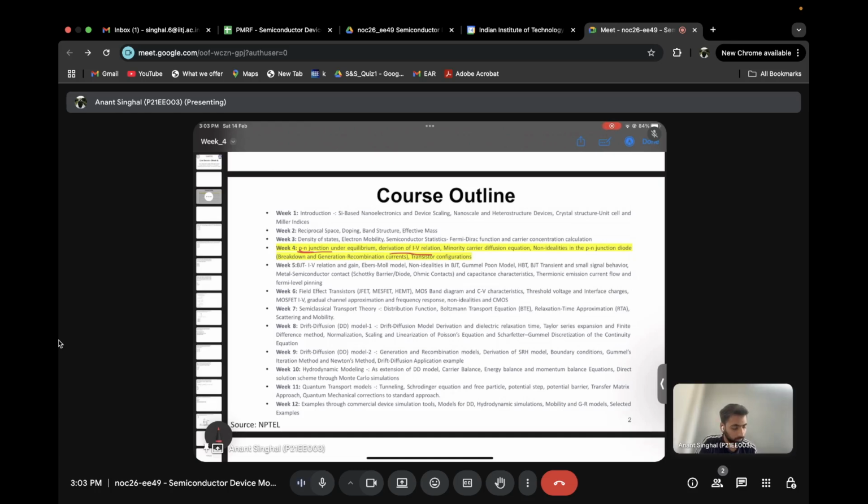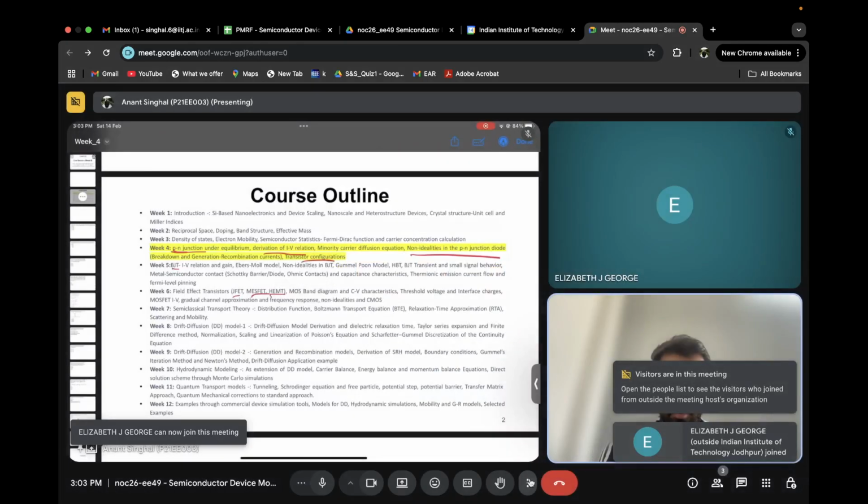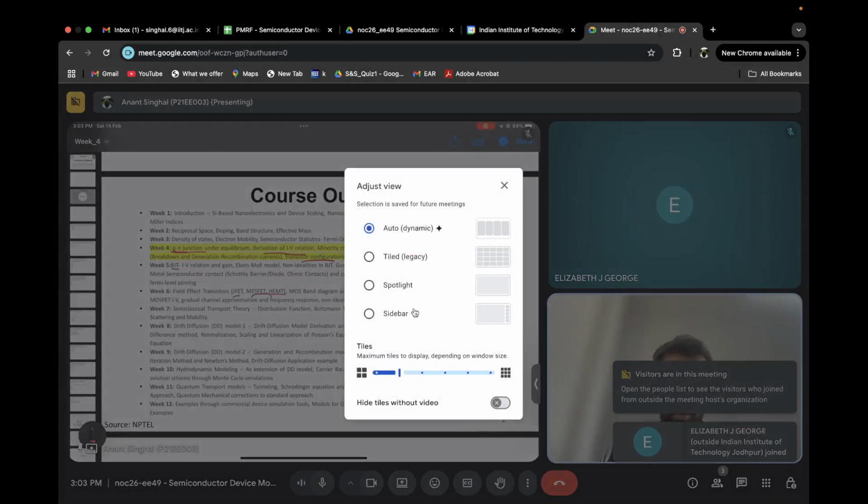Then we'll be studying some of the non-idealities in the PN junction, like the breakdown, the recombination current and the generation current, which is basically related to the reverse bias of the PN junction, and some of the transistor configurations that we have. A transistor is nothing but an active device. It could be a bipolar junction transistor, which is the BJT. It could be a MOS transistor, which is a MOSFET, a metal oxide semiconductor. Then we have junction FETs, MESFETs, and high electron mobility transistors, etc. So these are all the topics that we'll be covering in the subsequent weeks.